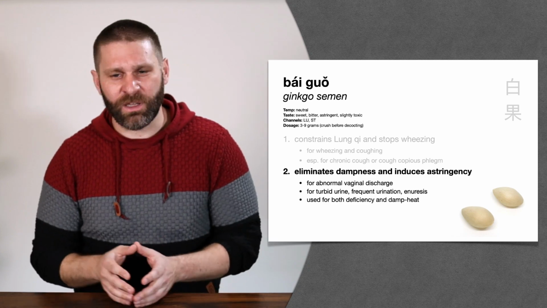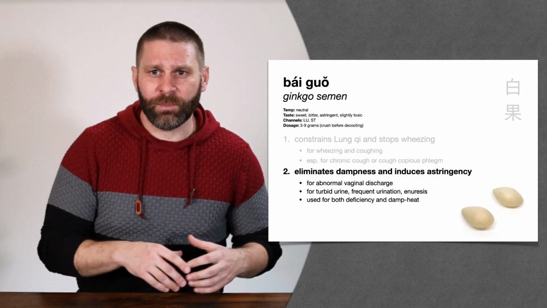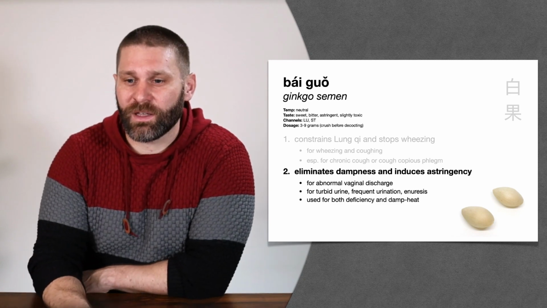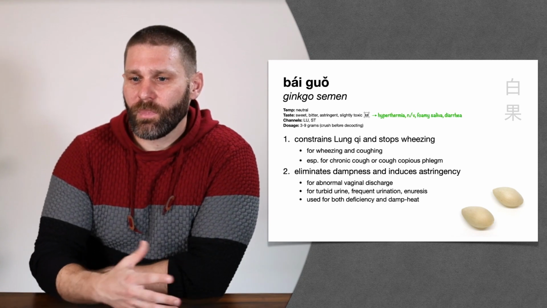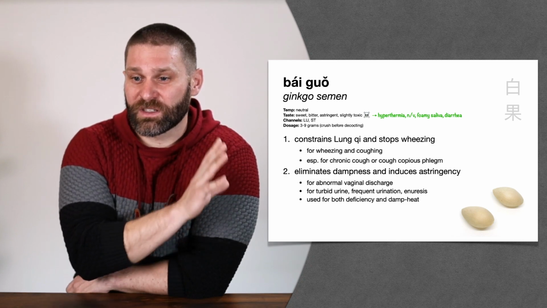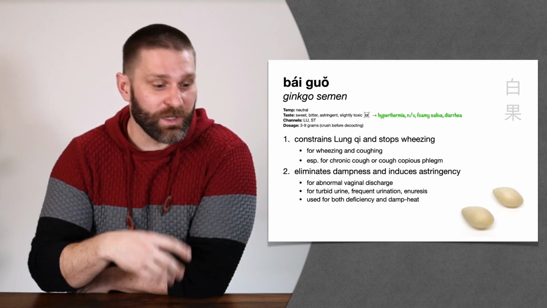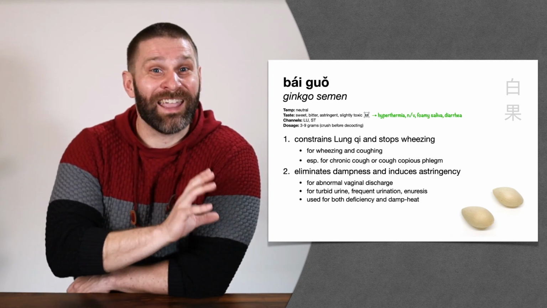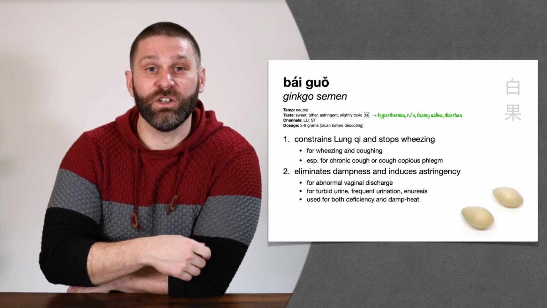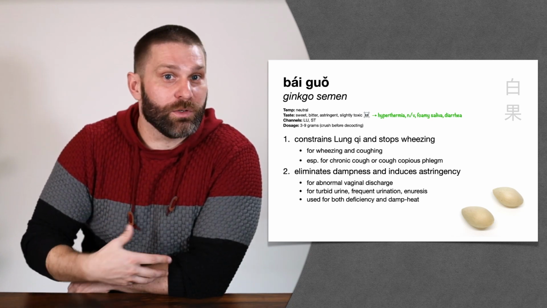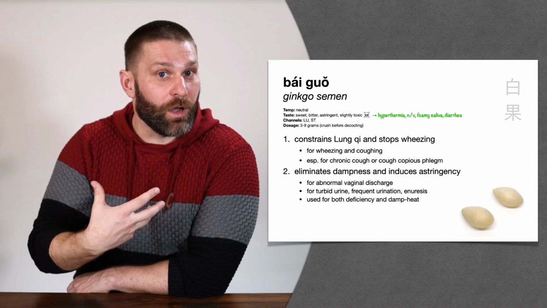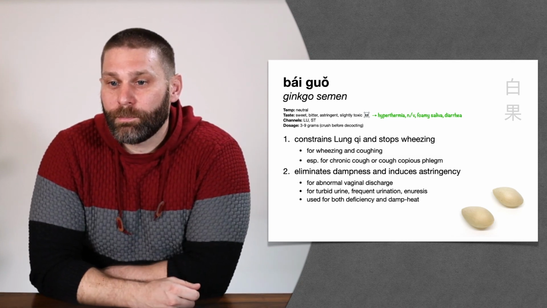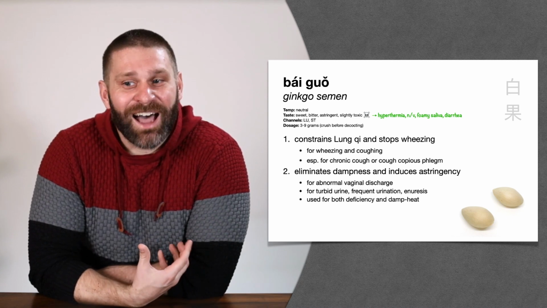In other cases, we might need one herb to take care of the dampness and one herb to hold things in. Bai Guo is doing double duty, so that's what makes it special. So what I would think of as Bai Guo's main action is for coughing and wheezing, because it's sometimes put in the coughing and wheezing category. But then also think about dampness, vaginal discharge, and turbid urine. And here Bai Guo is doing double duty of holding things in, but also drying out the dampness with its bitter flavor.